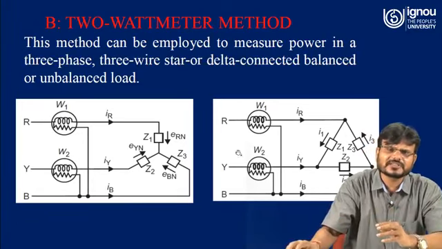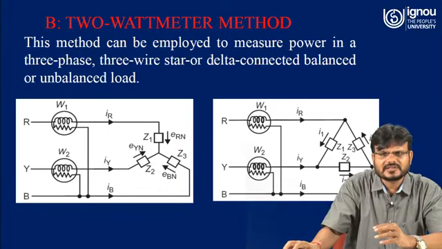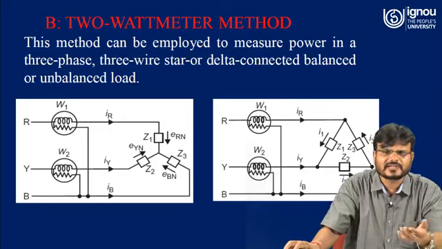Similarly, you can measure the power in the case of the delta connection. What is the power measured by W1 in the case of delta? The current flowing is IR, and the voltage between R and B is, as you can see, the voltage across Z3. So you can say this voltage is nothing but VRB. Just multiply the voltage and current and you will be able to find the power.